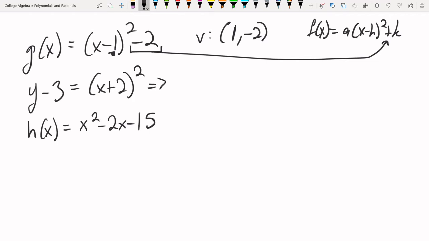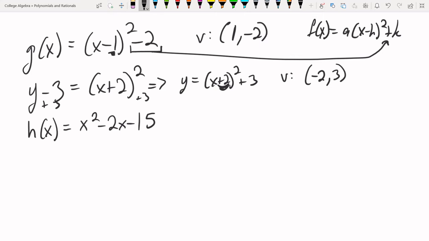For this next quadratic, we have to first move the 3 over by adding it to both sides. And we get y equals x plus 2 squared plus 3. Then the vertex is going to be at -2, 3.